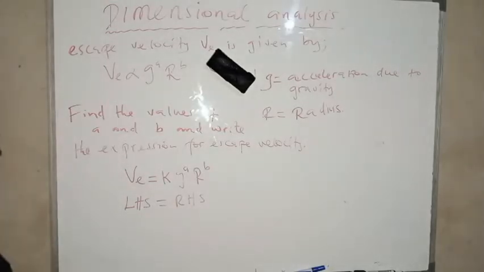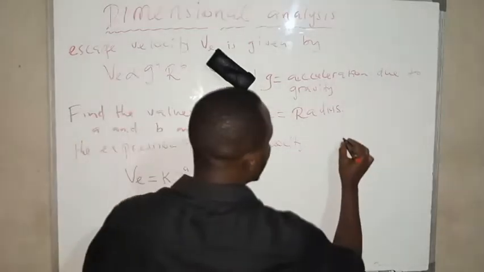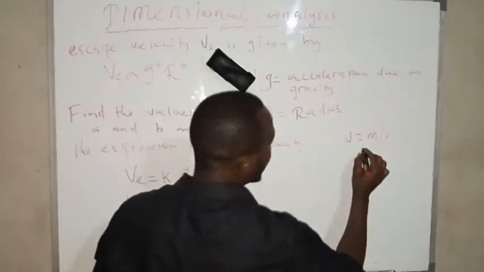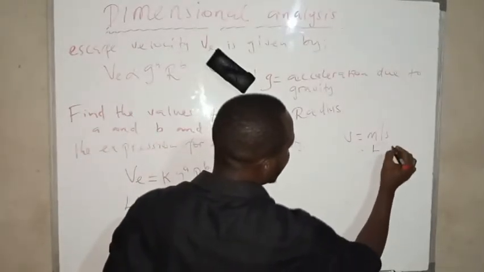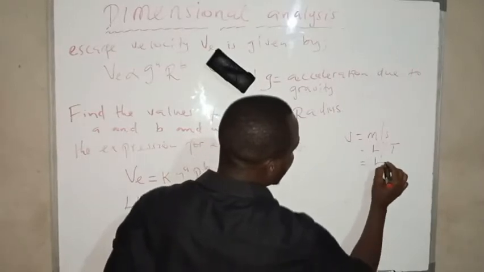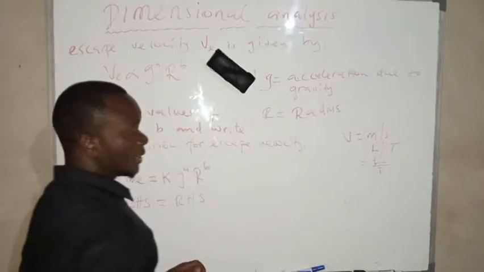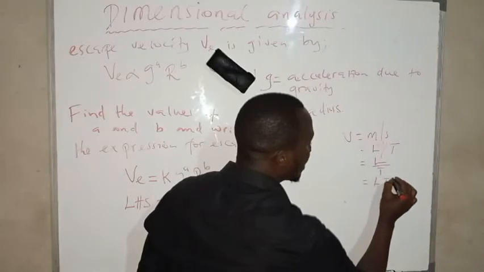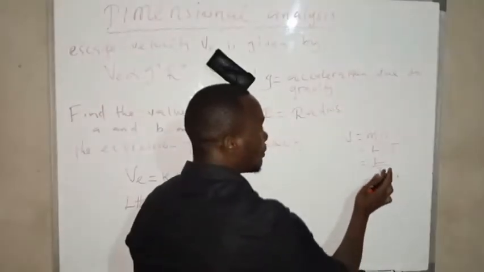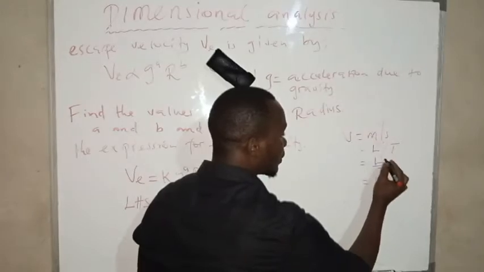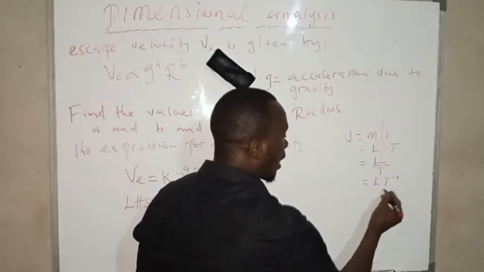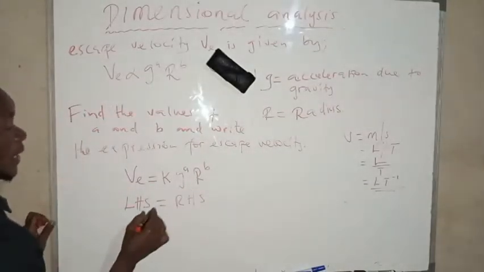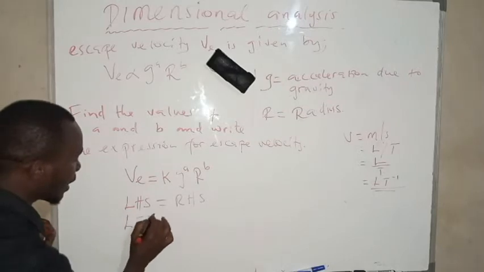We know that the units for velocity are meters per second. The physical quantity for meter is length, and for second it is time. So this is the same as L over T. In terms of indices, this is L T to the power negative 1. So this is the dimension for velocity, and on the left side we can say L T negative 1.